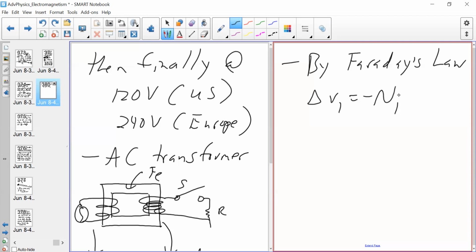V1 is negative N1 times the changing flux per time. So with more of these turns, in N2, we get a higher E for the same flux, because it's the same core of iron.